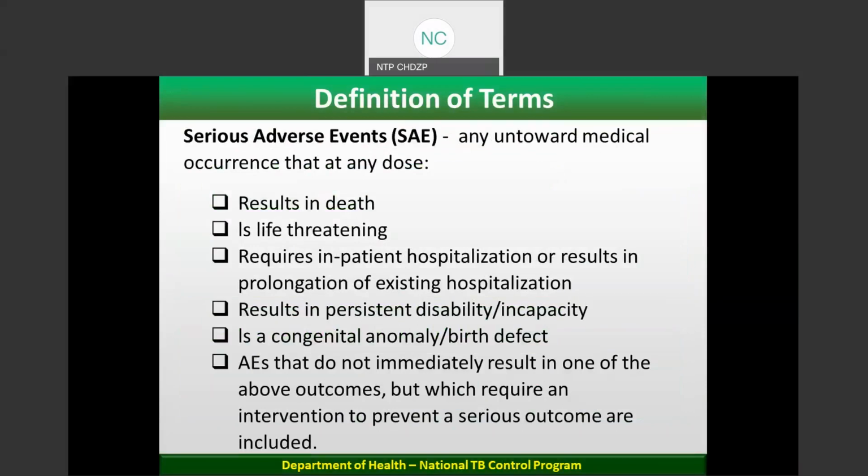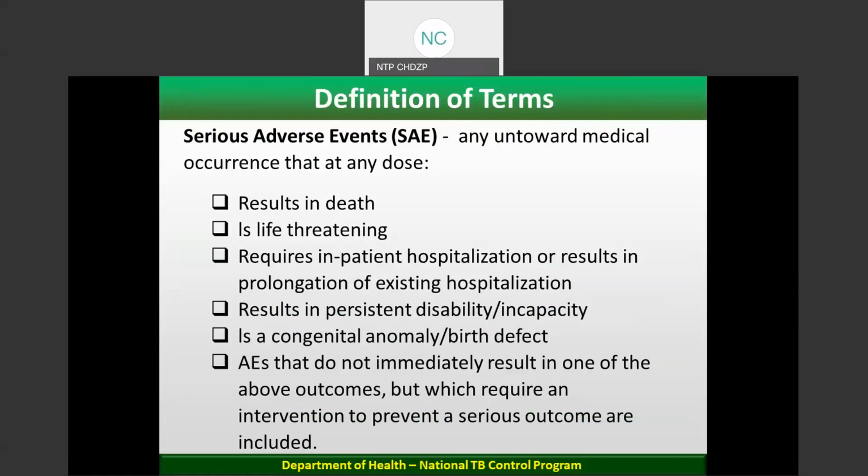Okay. Serious adverse events are any untoward medical occurrences at any doses. When there is a serious adverse event, it may require a drastic intervention, such as termination of the drug suspected of having caused the event. It usually requires to be reported within 2 days, as mentioned earlier, except for death, which shall be reported within 24 hours.